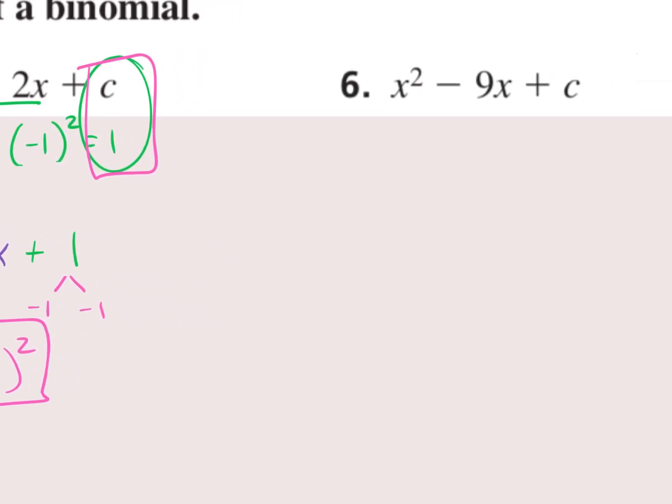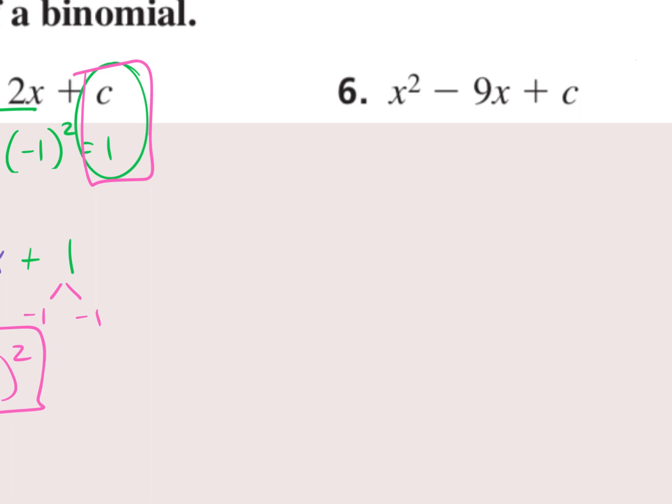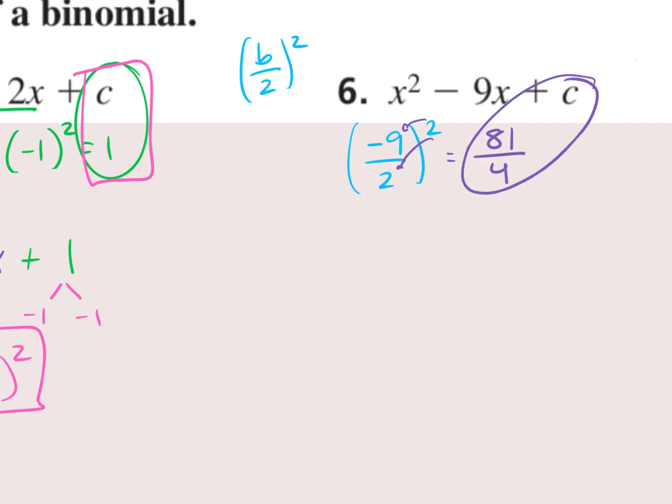Let's look at 6. What's the little formula that we use to complete the square? b over 2 squared. And what's our b here? Negative 9. So we have negative 9 over 2 squared. Can I simplify negative 9 over 2? No. So we'll just leave it as a fraction. How would I square a fraction? Square the top and square the bottom. So what's negative 9 squared? 81. And what's 2 squared? 4. So our value of c that completes the square is 81 over 4.